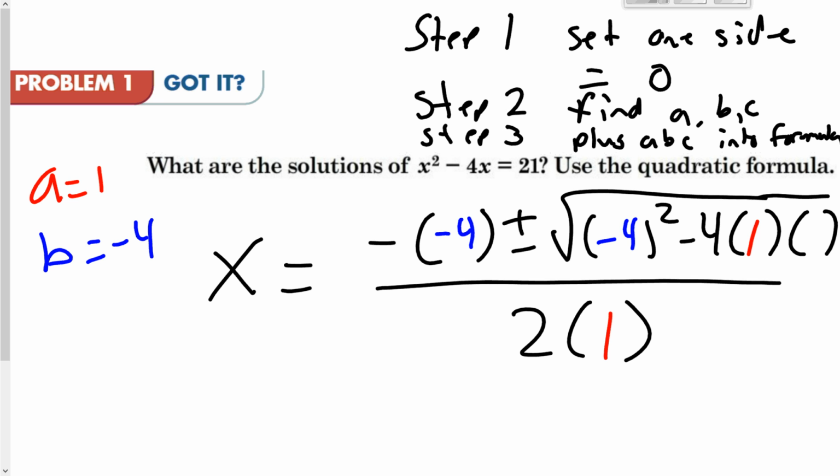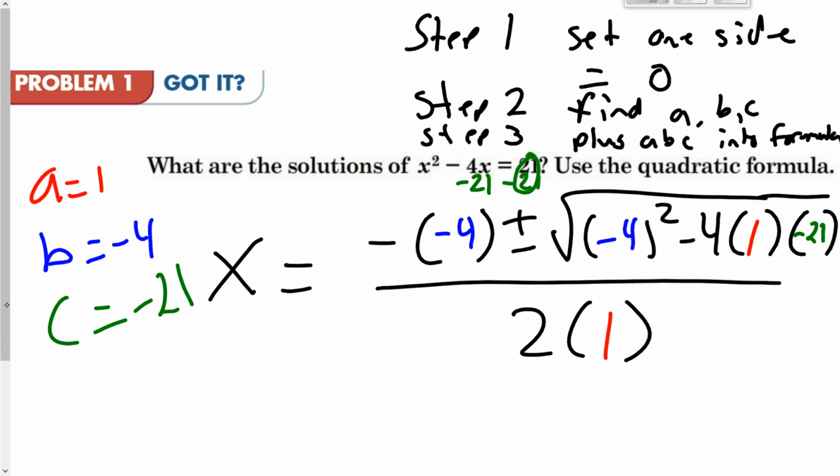Now I'm going to enter in my c. But what's different about my c? Well, step 1 is not done, right? This is not set equal to 0, so I need to subtract 21 on both sides. Now I have my c. It's actually negative 21 is my c, not positive 21, because I need one side to be equal to 0. So I need to move that number to the other side, and I get negative 21. So my c is negative 21.